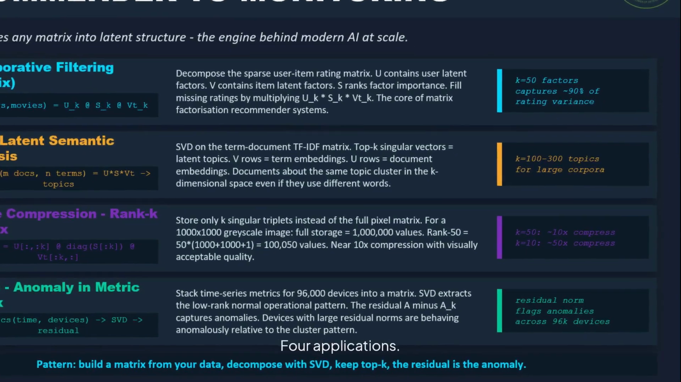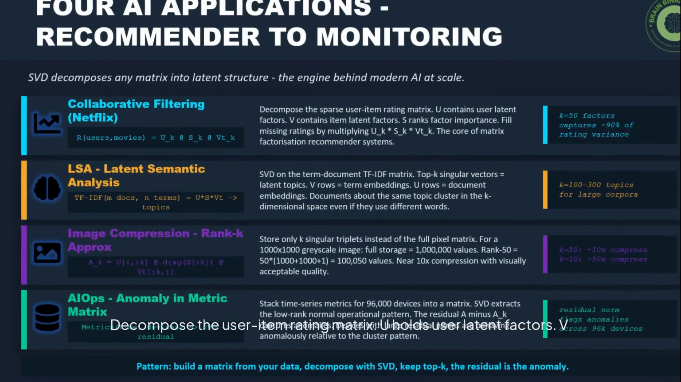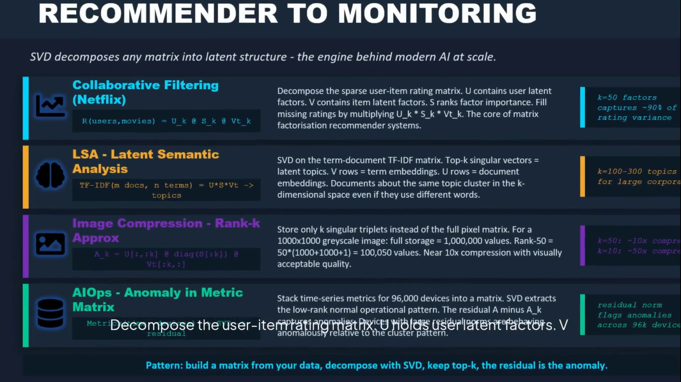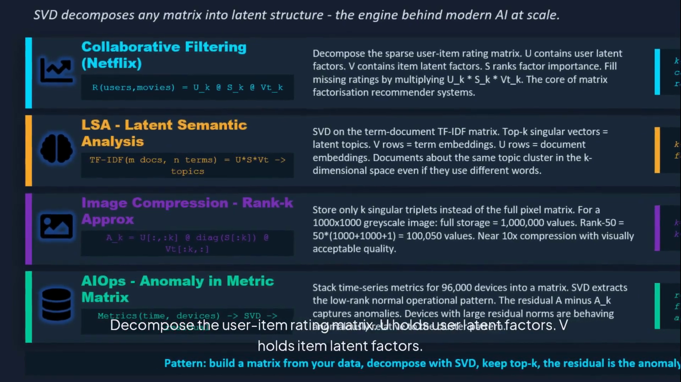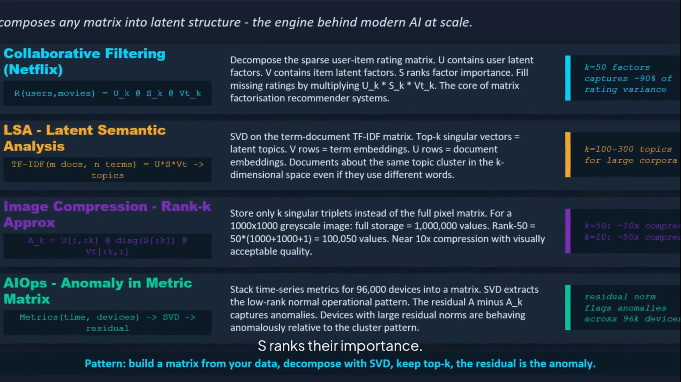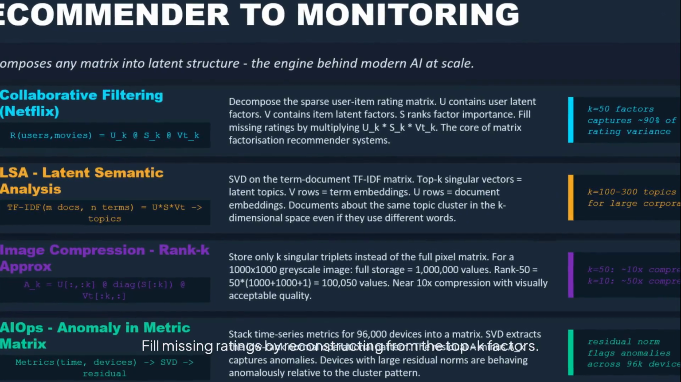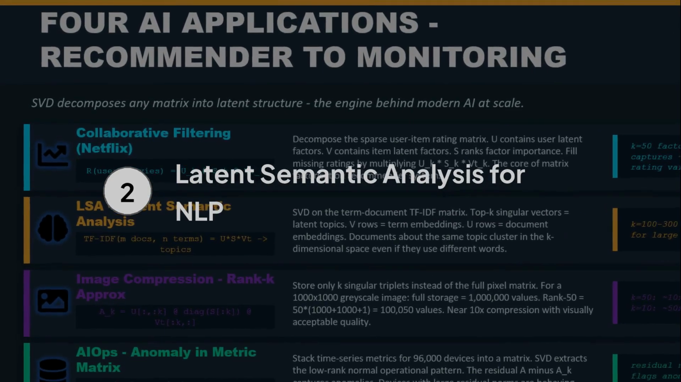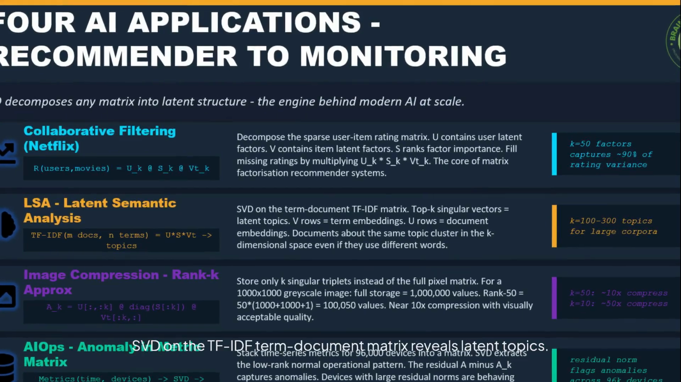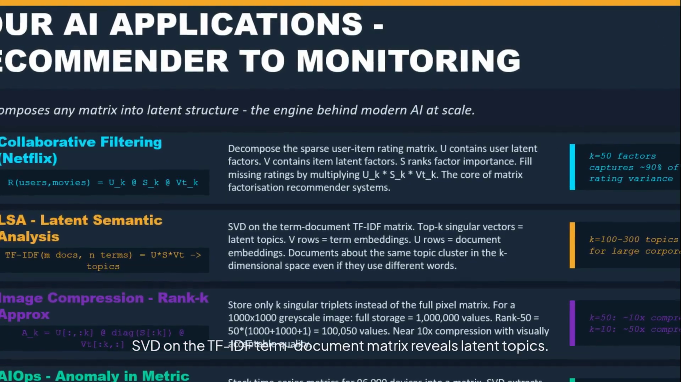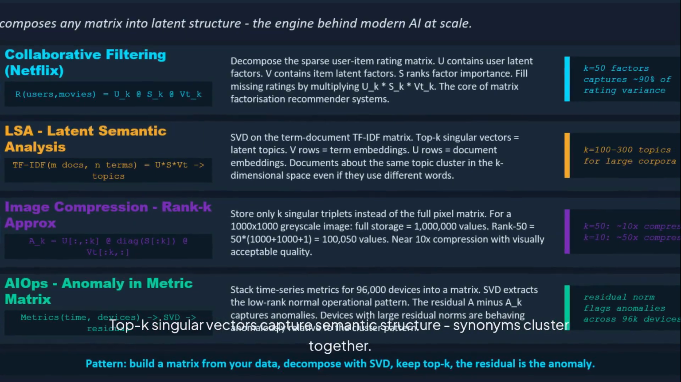4 applications. 1. Collaborative filtering. Decompose the user item rating matrix. U holds user latent factors. V holds item latent factors. S ranks their importance. Fill missing ratings by reconstructing from the top k factors. 2. LSA for NLP. SVD on the TF-IDF term document matrix reveals latent topics. Top k singular vectors capture semantic structure; synonyms cluster together.